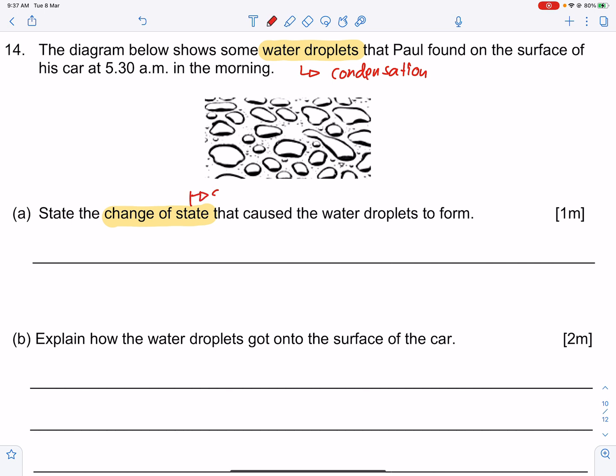So ask yourself, state. What are states? States will be solid, liquid, gas, right? Solid, liquid, and your gas or gaseous state. So from what to what? Like I told you, water vapor touches a cooler surface. Water vapor is what? It's a gas, right? And then after that, it condenses into water droplets. Water droplets is liquid. So it's gas to liquid. Because of this, many careless marks were lost.